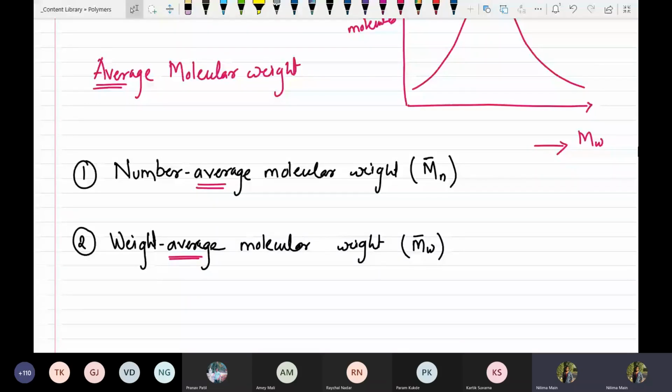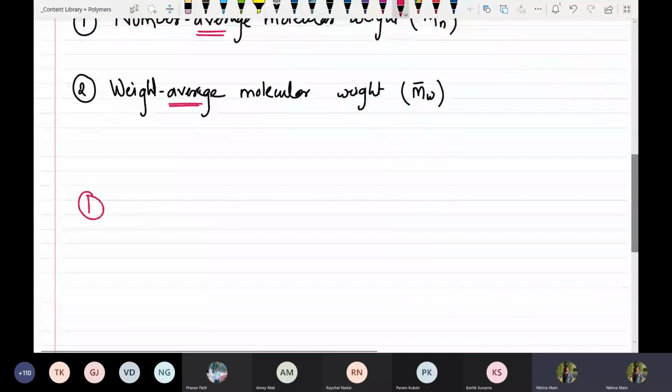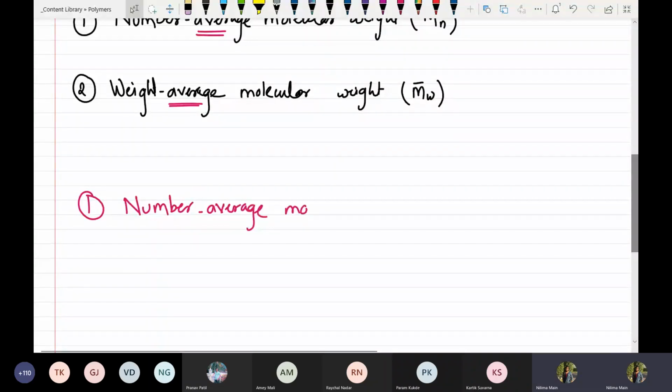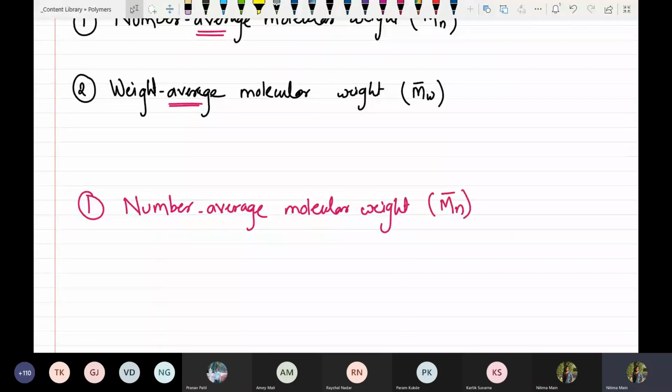तो ये कैसे करना है, formula directly हम लोग देखेंगे. First number average, let's see. We will first see number average molecular weight. Okay, so you can now give the title number average molecular weight. फॉर्मूला देखने से पहले let's first go back to this curve.